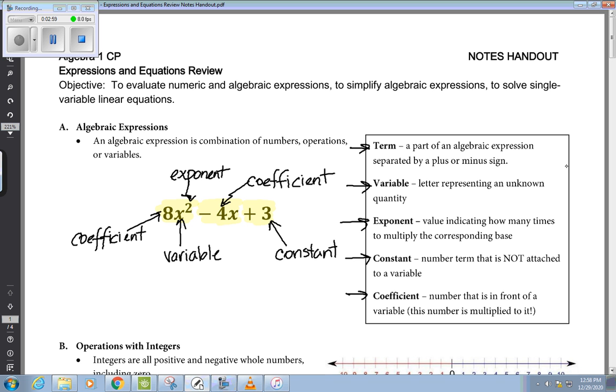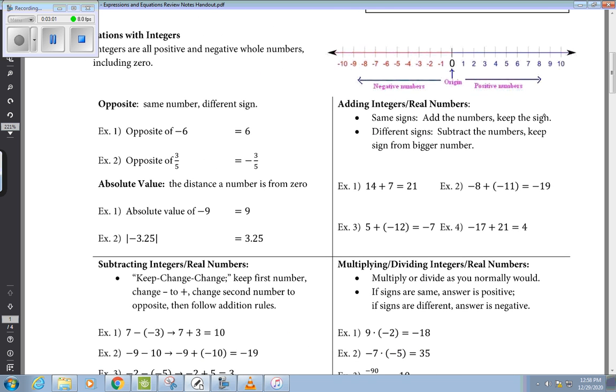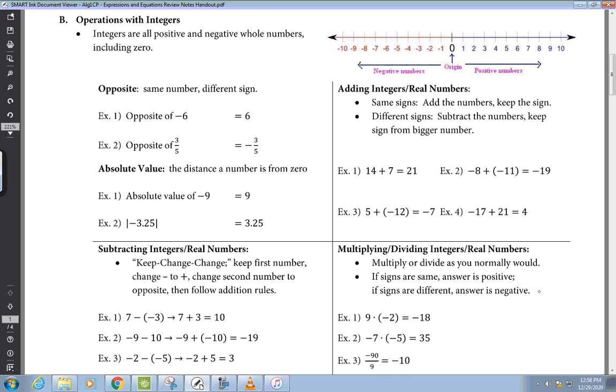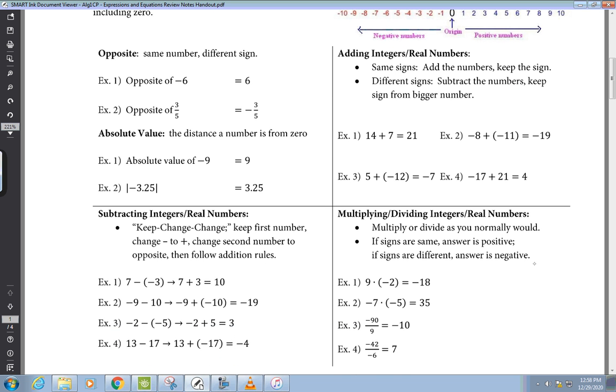Let's go down to operations involving integers. So, integers are simply all the positive numbers, all the negative numbers, and 0 being in the middle. So when we're dealing with operations with integers, you have to know how to find the opposite. Opposite is same number, different sign. So the opposite of negative 6 would be positive 6. Opposite of positive 3/5 is negative 3/5. Simple as that.